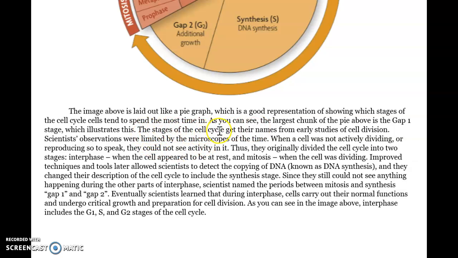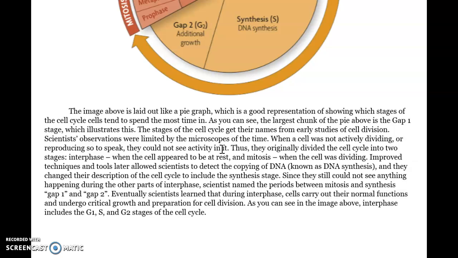These stages of the cell cycle get their names from early studies of cell division. Scientists' observations were limited by the microscopes of the time. When a cell was not actively dividing, or reproducing, so to speak, they could not see activity in it. They had these microscopes, but they weren't very powerful. They could see cells, but they couldn't see some of the fine, intricate details inside the cells because they were so small. However, when a cell was going through cell division, mitosis, they would actually be able to see stuff going on.